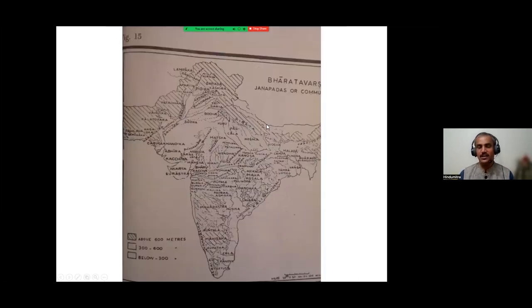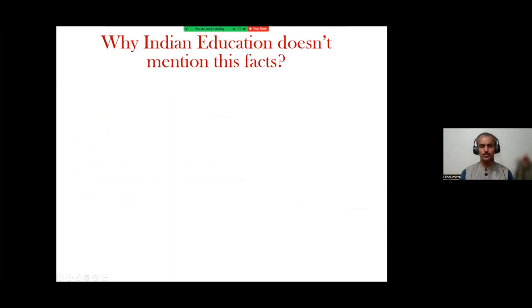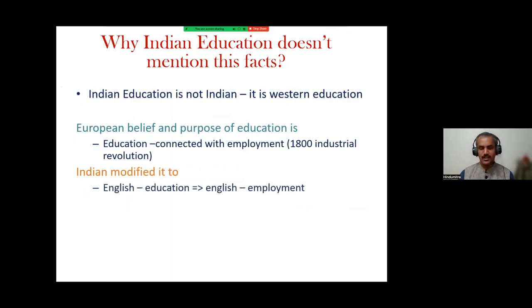These are the Janapadas, and the names of the towns, which, if you read them, you will find quite familiar. In medicine, authority texts like the Charaka Samhita and Sushruta Samhita do exist, and the formal system of treating illnesses, Ayurveda, did exist in India. The Sushruta Samhita talks about approximately 1100 illnesses and 700 different medicinal plants to treat them. And it has different sources for creating these medicines, from mineral to animal sources. So a huge science did exist.